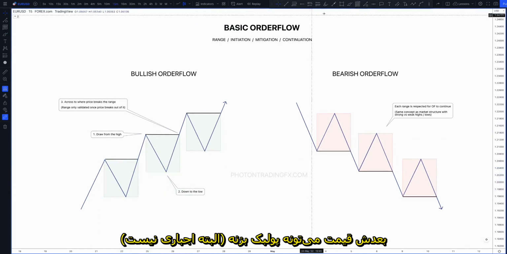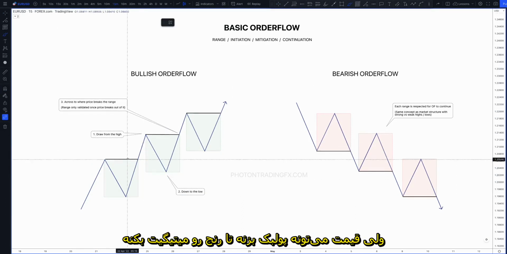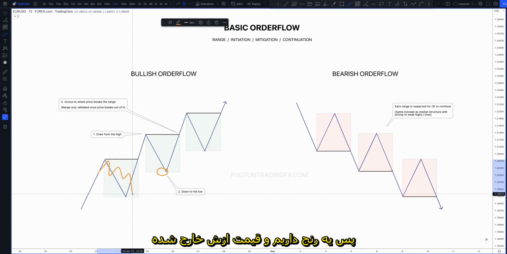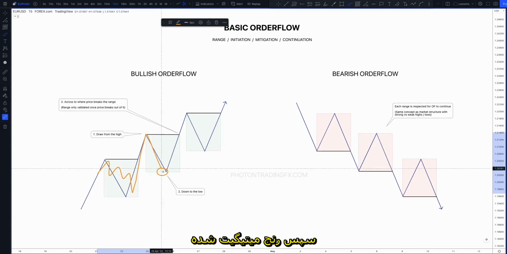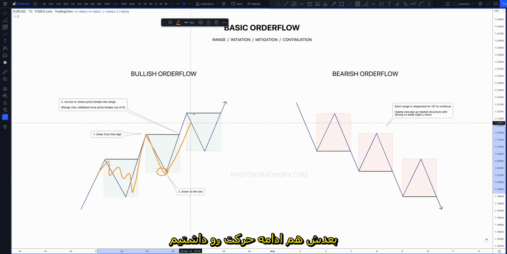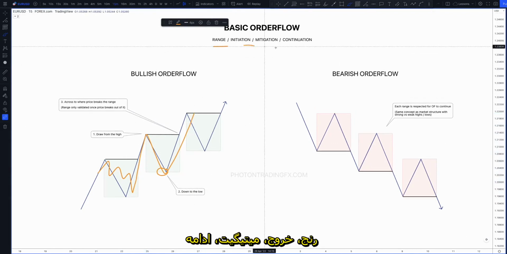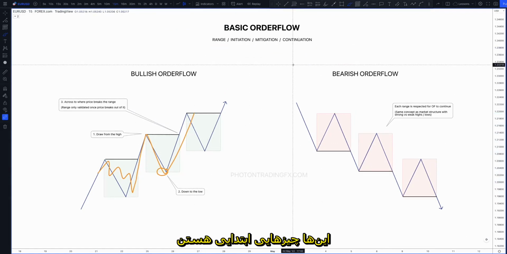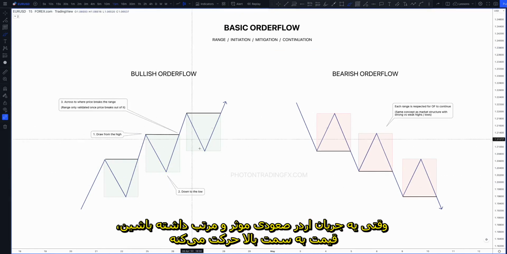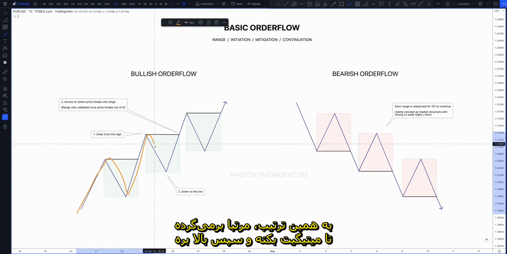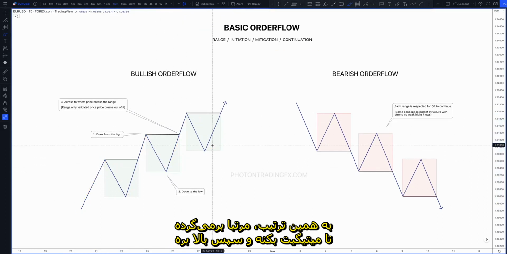Price then can pull back, it doesn't have to. Price never has to do anything, but price can then pull back to do what? To mitigate that range. So we have a range, price initiates out of that range, then we get the mitigation of the range, and then what do we get? We get the continuation. Range, initiation, mitigation, continuation. Pretty basic stuff, hopefully. That's what you'll typically see when you have nice, efficient bullish order flow: you'll see price move up, come back and mitigate that range, move up, come back and mitigate that range.